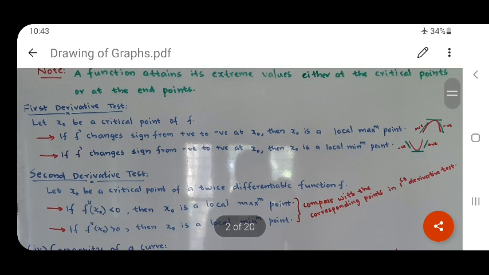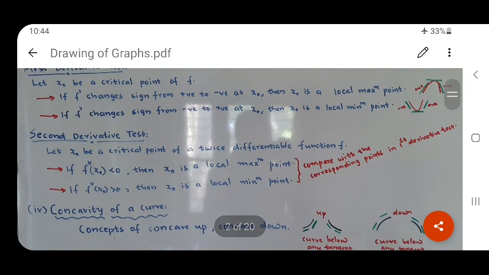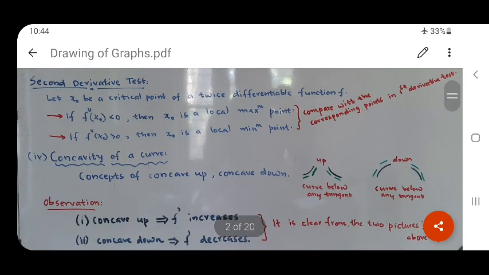It is: if x naught is a critical point and f is twice differentiable, then if f double dash is negative at x naught, then x naught is a local maximum point, and if f double dash x naught is greater than 0, then x naught is a local minimum point. The fourth concept is the concavity of a curve. We have the concepts of concave up and concave down.